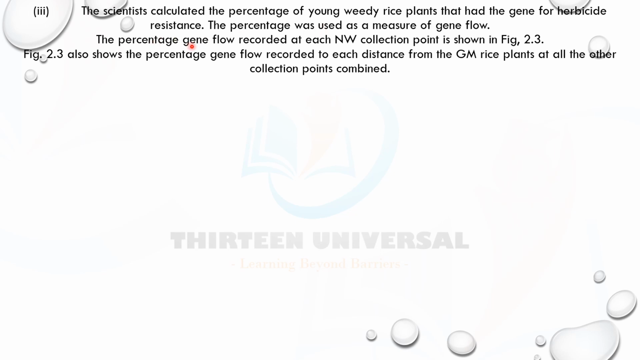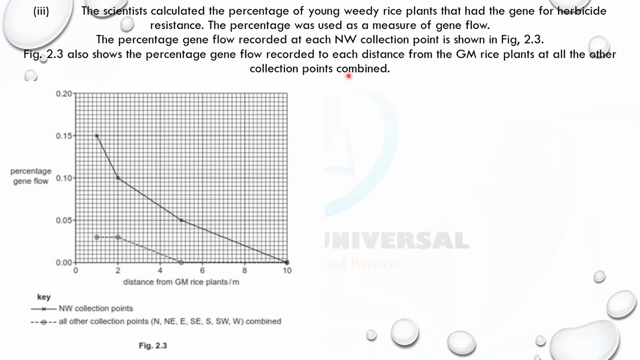The percentage gene flow recorded at each northwest collection point is shown in Fig 2.3. Fig 2.3 also shows the percentage gene flow recorded at each distance from the GM rice plant at all other collection points combined, against northwest. Guys, look at it. Always pay attention to your graph. This is the independent variable on the x-axis, distance from GM rice, as it increases. This is percentage gene flow. But here we have two: northwest collection point and all other collection points.